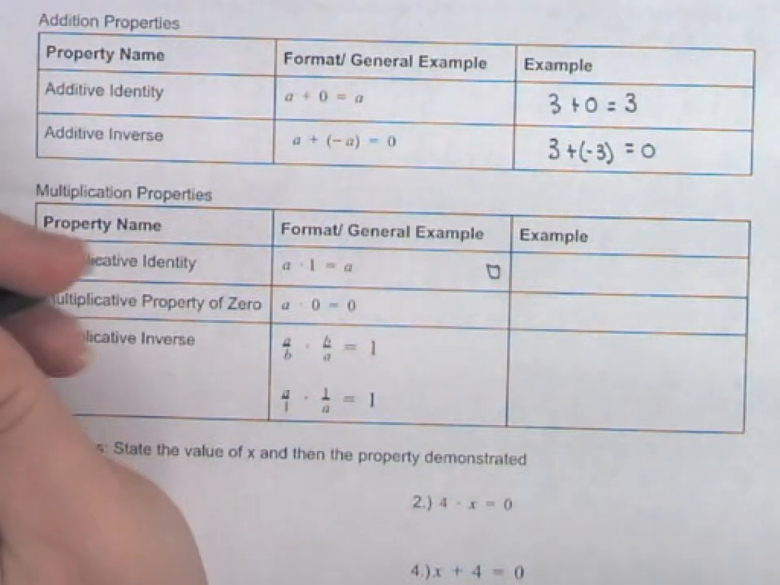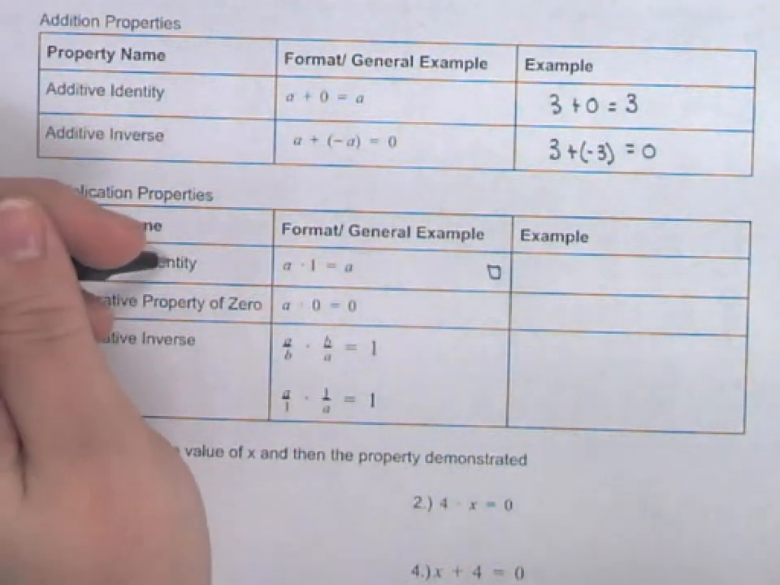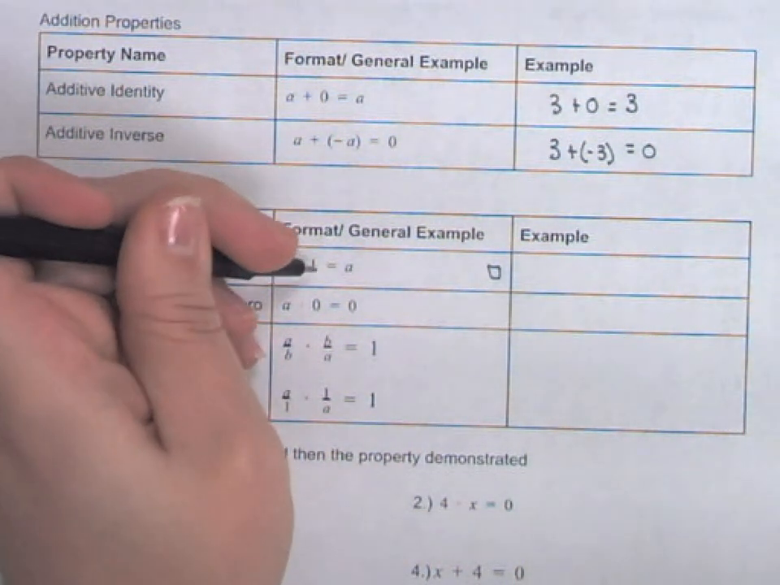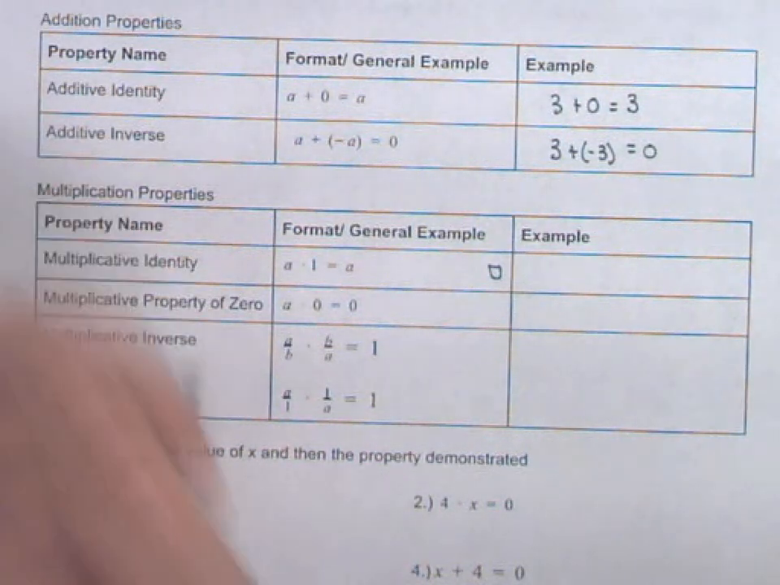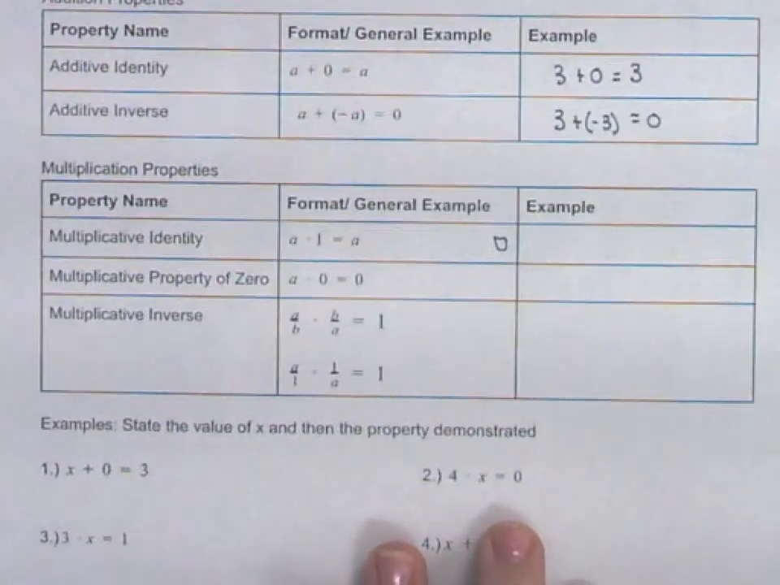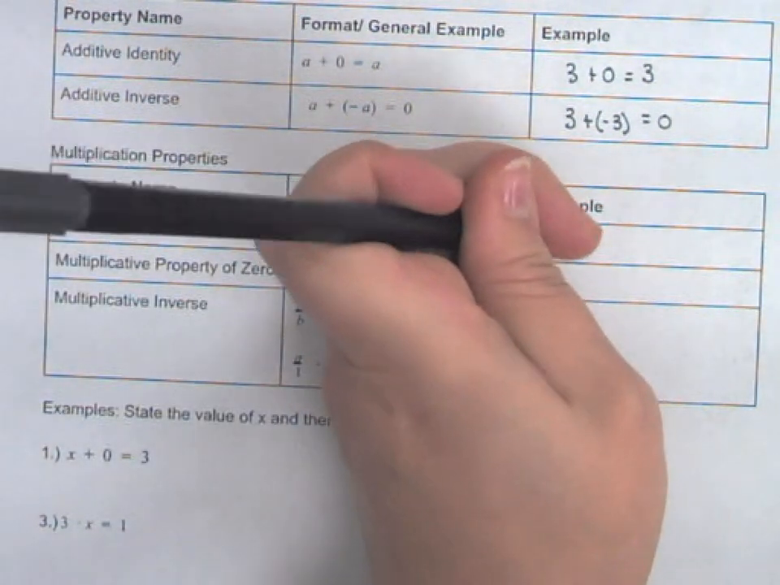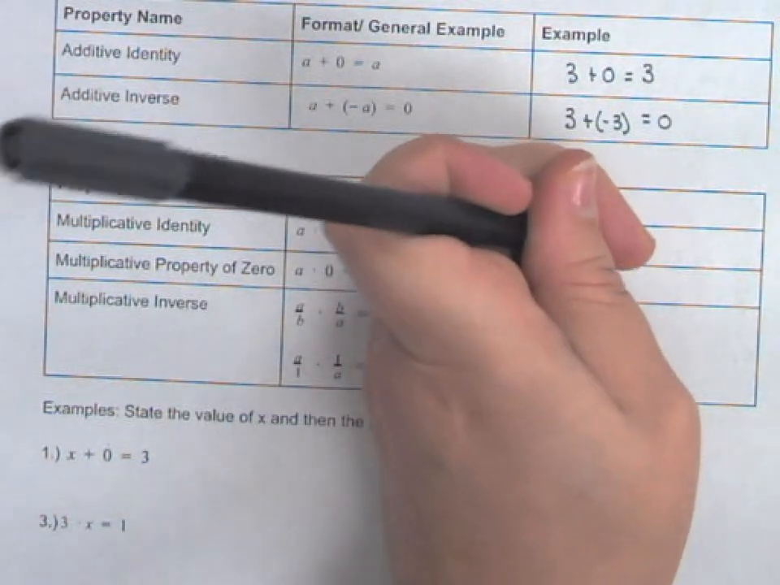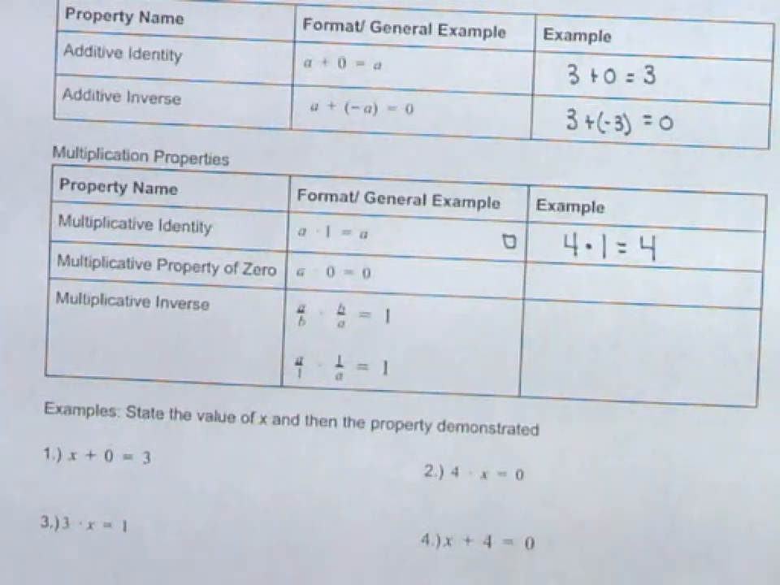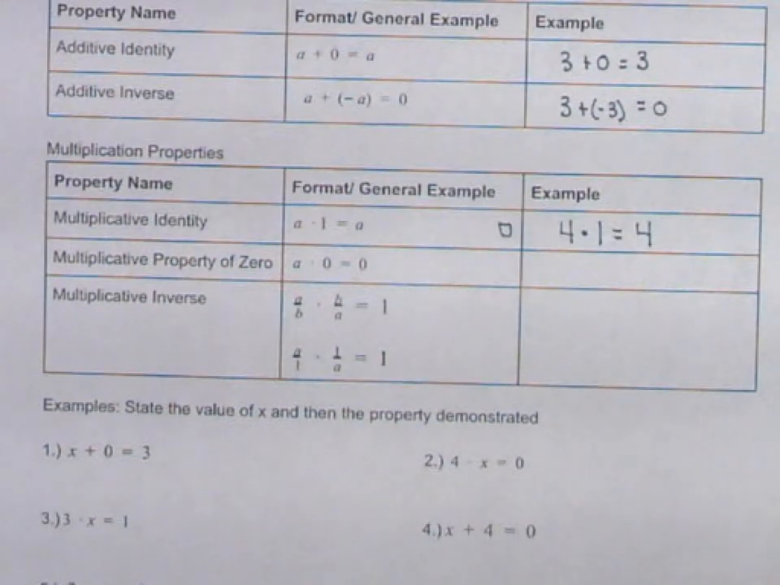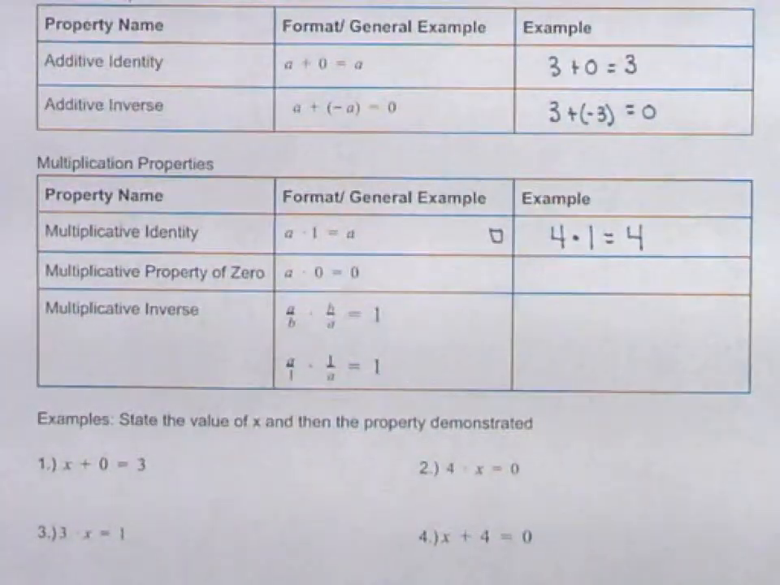Yes, okay? Now, multiplicative identity says anything times 1 equals that thing. Again, all true for all numbers, right? So if I said 4 times 1, hey, what's that equal? That's going to equal 4, duh, right? We know this.